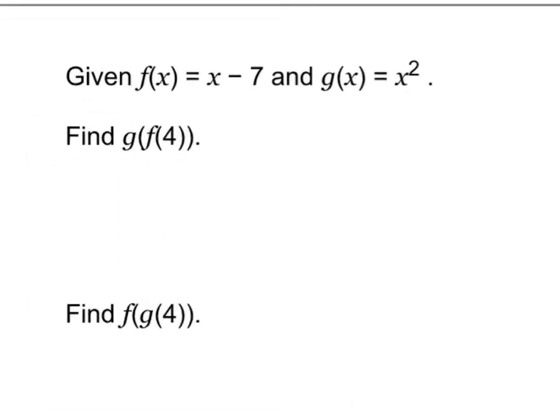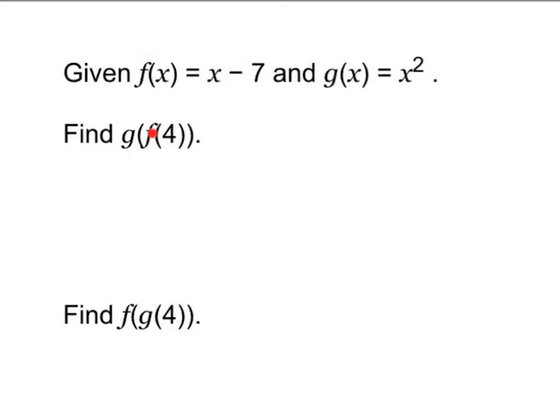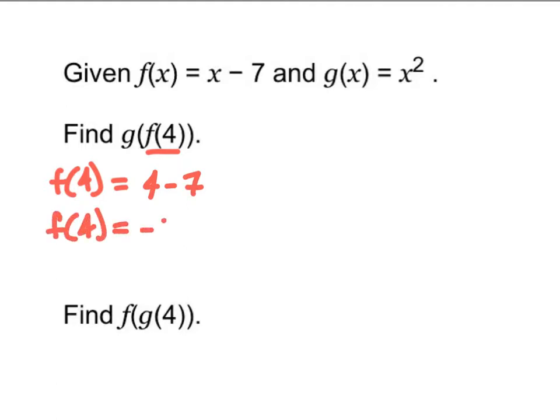So if I wanted to find g of f of 4, the first thing I want to do is evaluate my function f. So I want to find f of 4. That means I'm looking at this function, plugging in 4 for x and seeing what we get for a y value. So here I would do 4 minus 7. So f of 4 would just give me negative 3. Now I have evaluated that function f at x equals 4 and I get negative 3. What I need to do now is take this negative 3 and plug it into my function g.